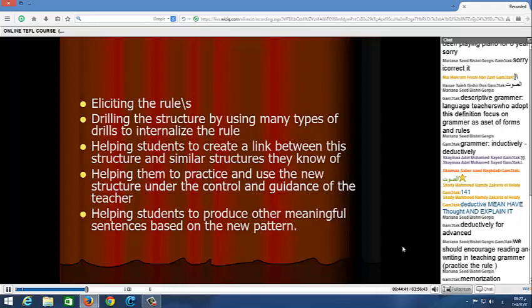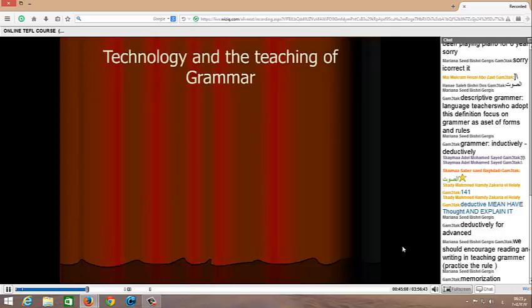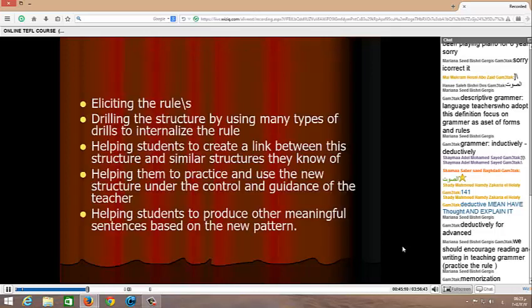Memorization. Memorization is sometimes important, but not all. I mean, it's not enough. To memorize something, that doesn't mean you are able to use it. You may be able to remember it, but it doesn't guarantee that you will be able to use it properly. Helping students to produce other meaningful sentences based on the new pattern, and so on. Technology and the teaching of grammar.